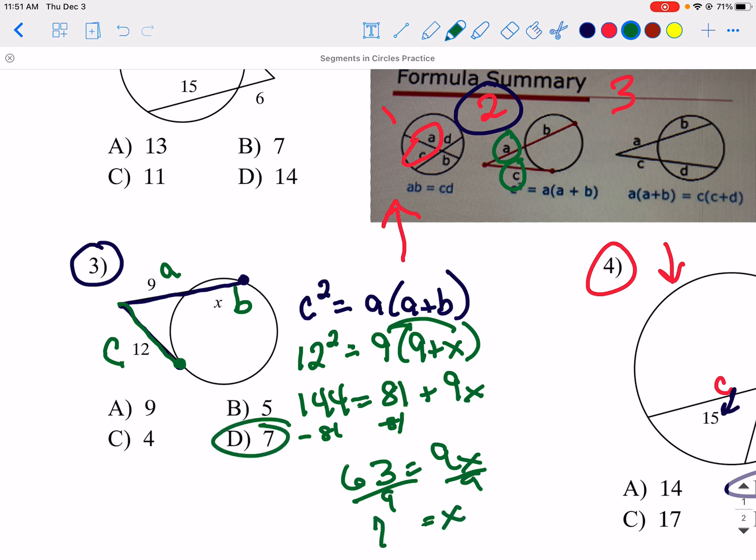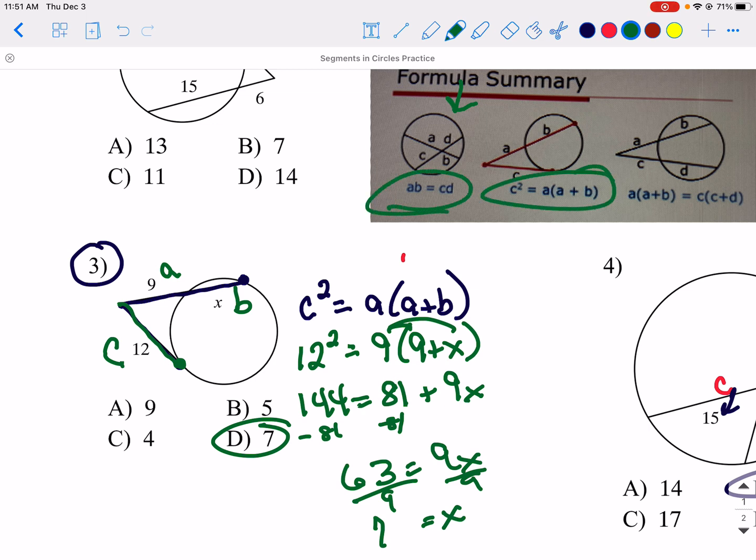So there's your answer. So you have to identify what formula to use. Okay, so what diagram does it look like? That's the first thing you do. Once you find the diagram, that's the formula you're going to use. And then label your points, and then fill in your numbers. So I hope this helps.